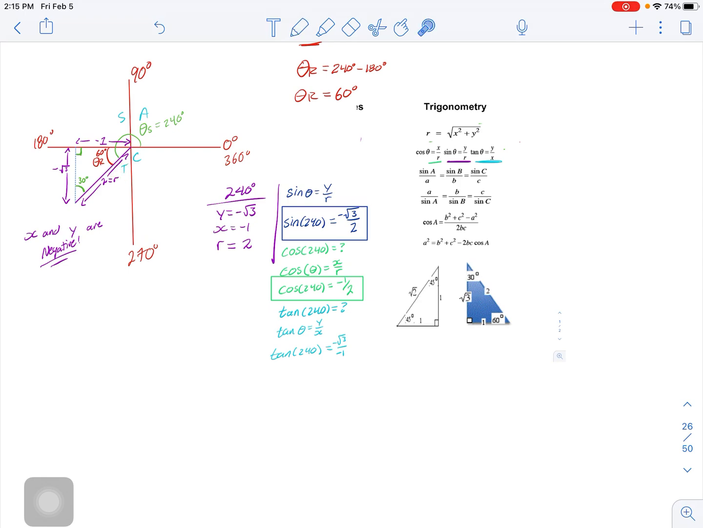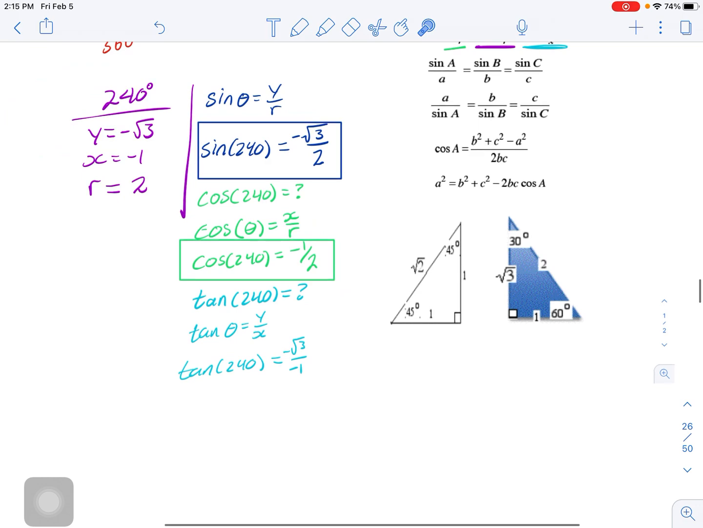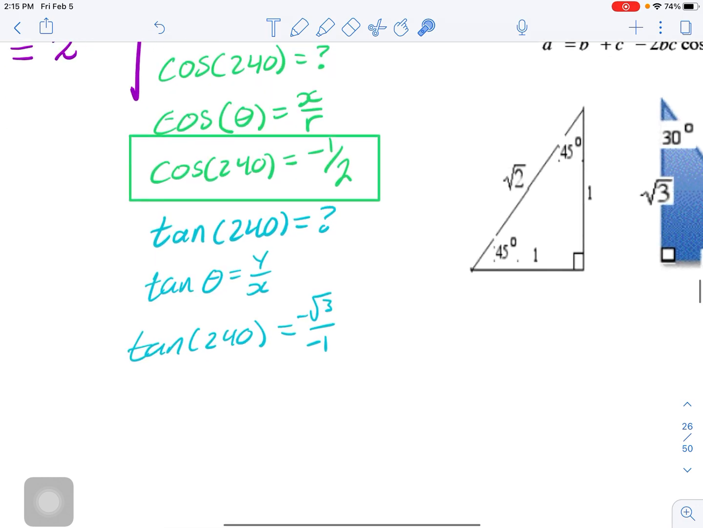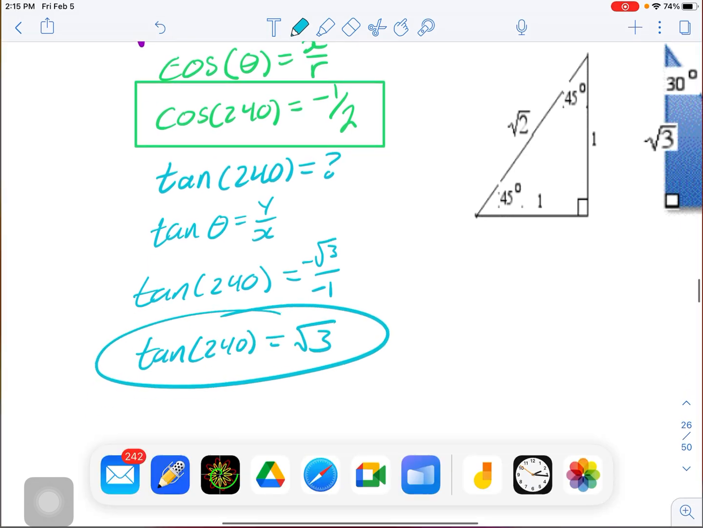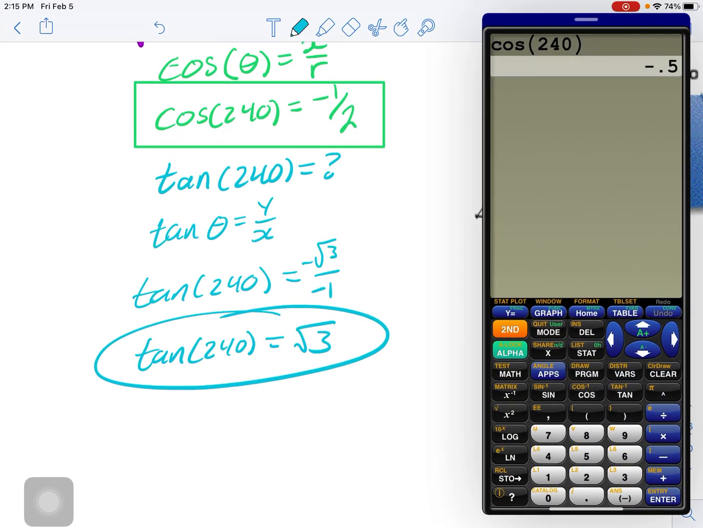So in the third quadrant, tan should be positive. So far, this is true. Sine is negative, cos is negative. And now here we can see that a negative and a negative cancel out. So tan does happen to be a positive root 3. And that would be a solution there.